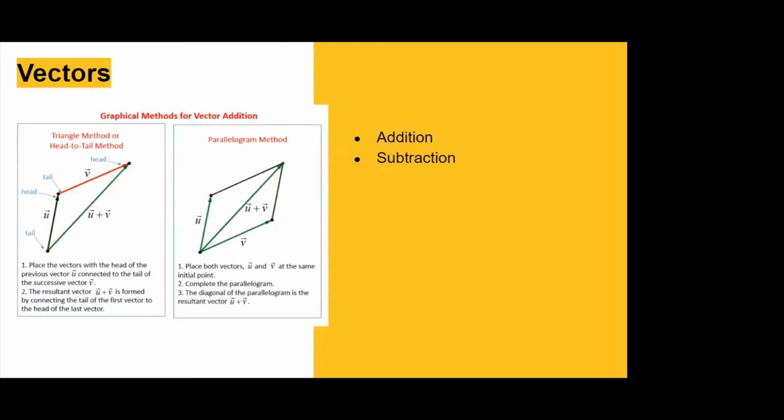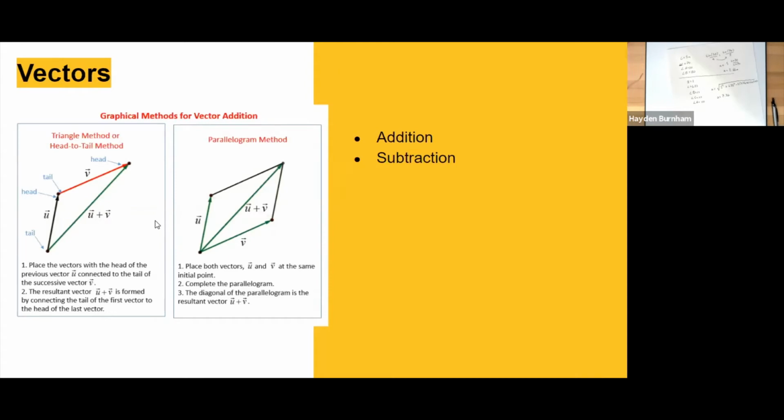Okay. Yeah, so if you're doing vector subtraction, it's kind of the same as adding a negative. So let's say you're doing u minus v. Instead, you would take v and flip it around, negating it. Then you would do the head to tail method again, just adding them together. But since one's negative, it's the same thing as subtraction. In fact, I might just show you real quick.